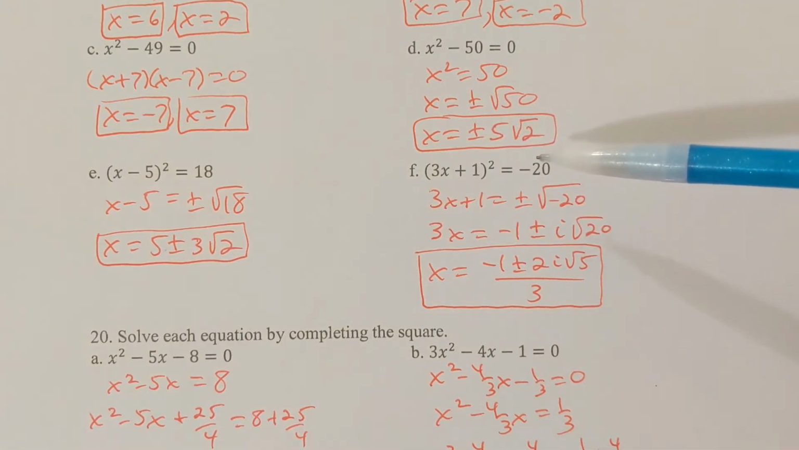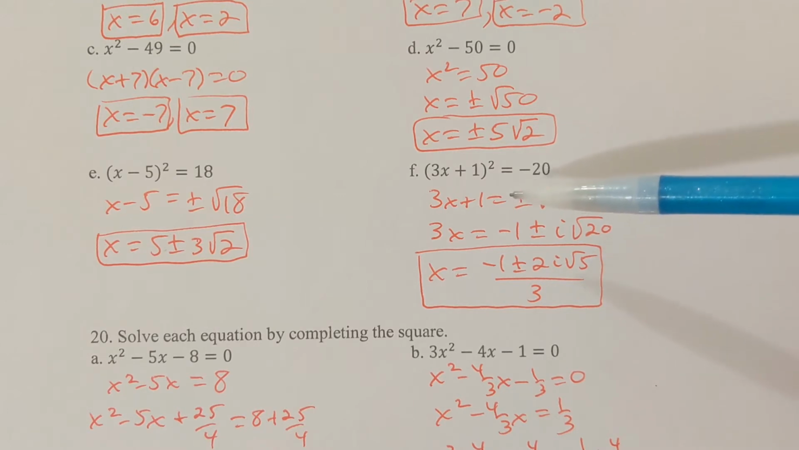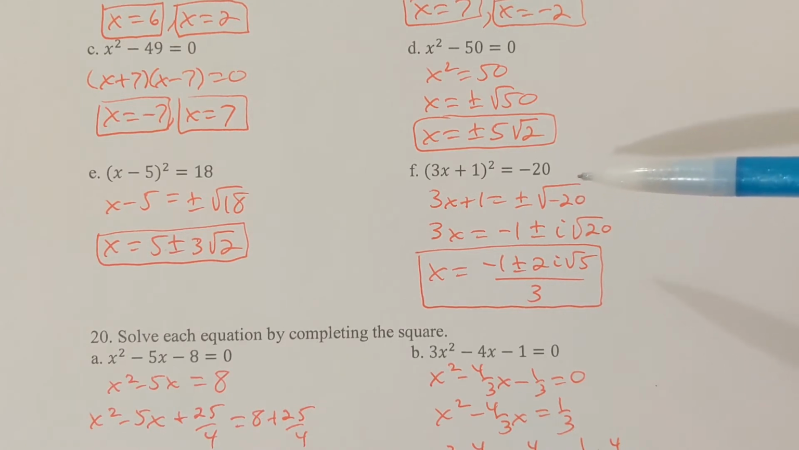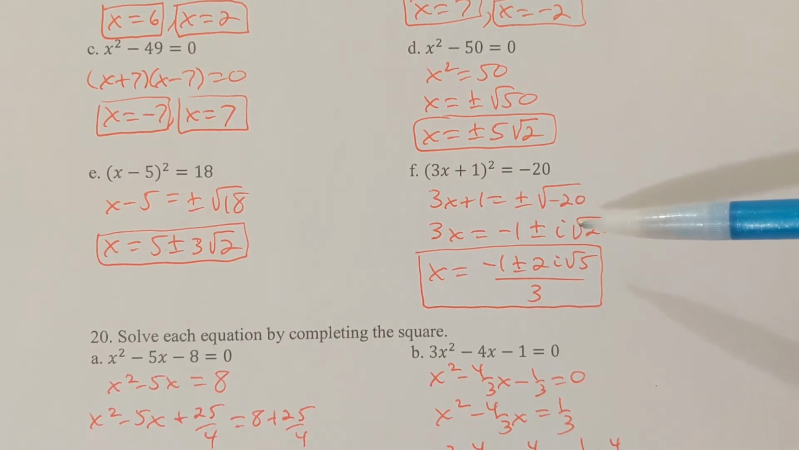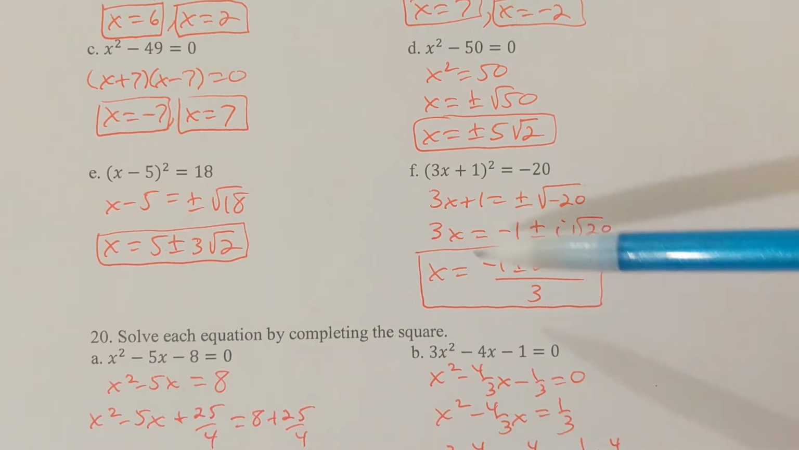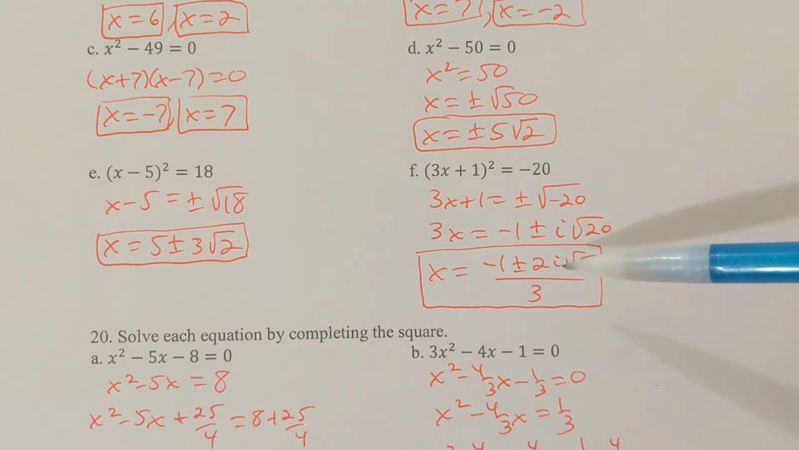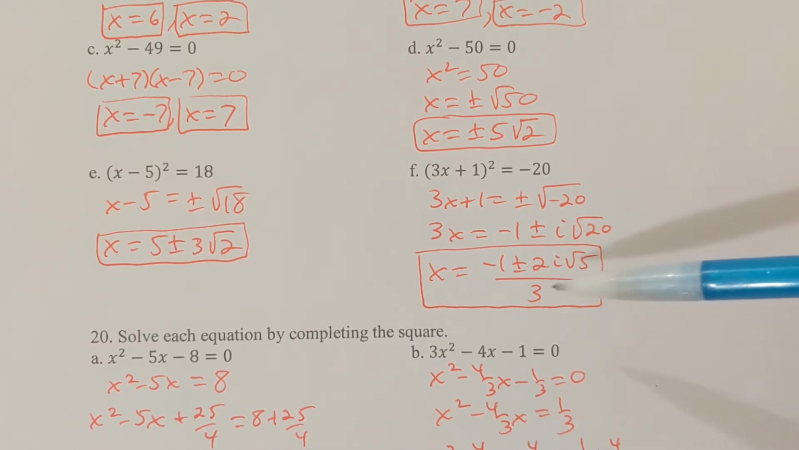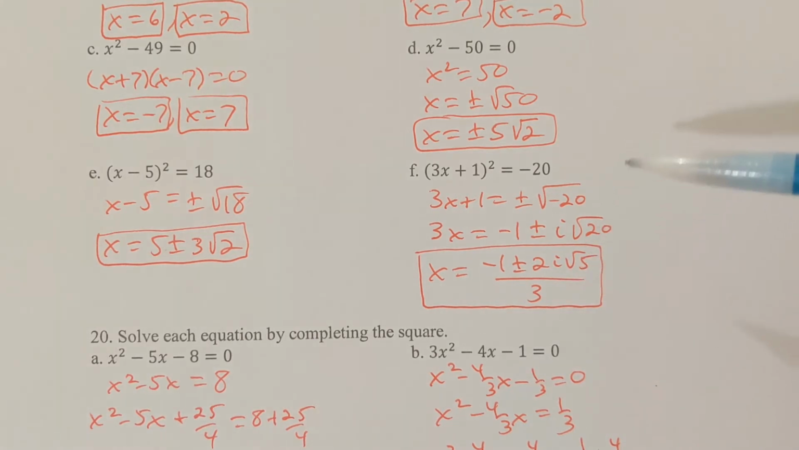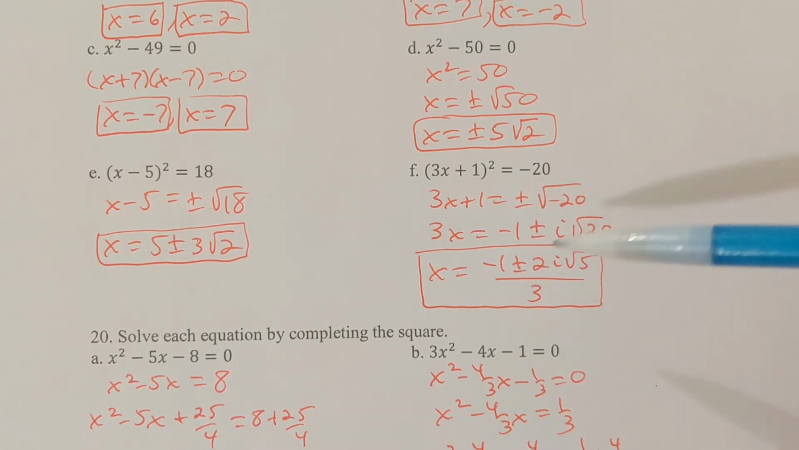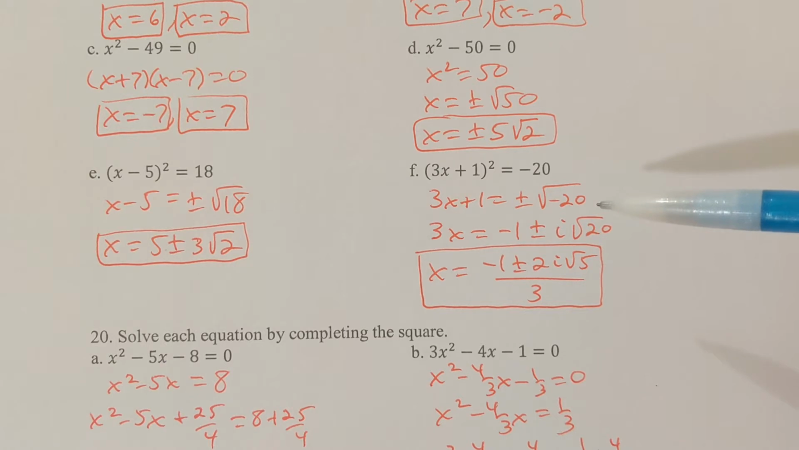3x plus 1 squared equals negative 20. 3x plus 1 equals plus or minus the square root of negative 20. Well, the square root of negative 20 is i root 20. If I subtract 1 from both sides and then divide by 3, root 20 breaks down as 2 root 5. So negative 1 plus or minus 2i root 5 all over 3. Okay? And that would be the best way to do this problem. And again, leave the answers in exact form for me is good.